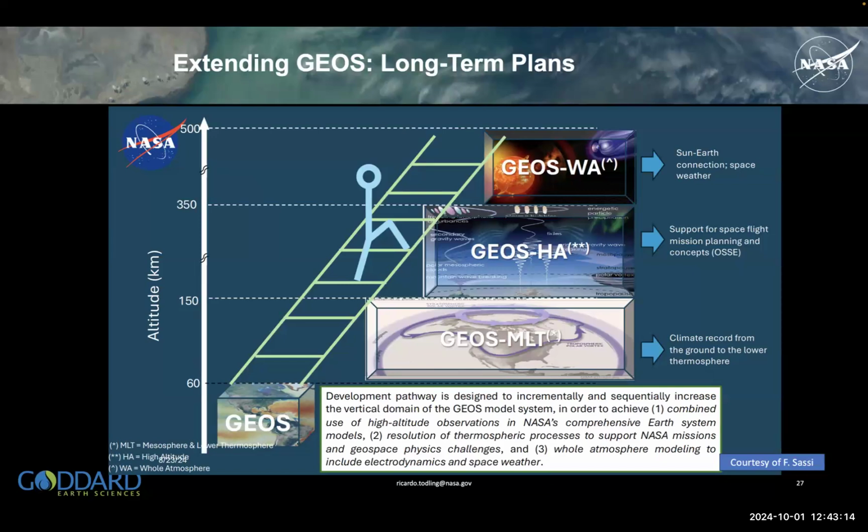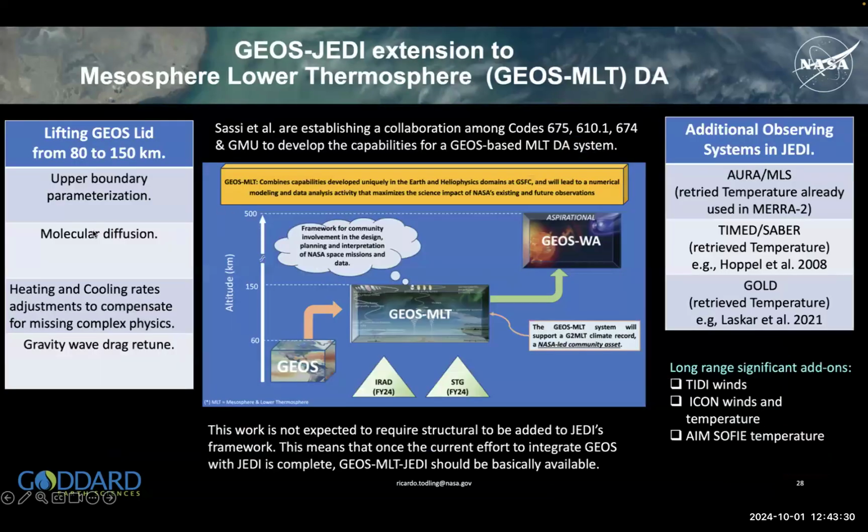This is describing the steps that we have. Our first real step here is a modest one, just going up to about 150 kilometers or so, and that's really the immediate exercise. There is work already being done to modify and implement at least minimal physics changes that will allow us to do that. The upper boundary parameterization, molecular diffusion, heating and cooling rates need to be adjusted, and the gravity wave drag as well.